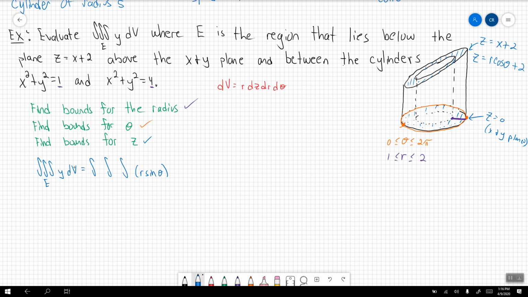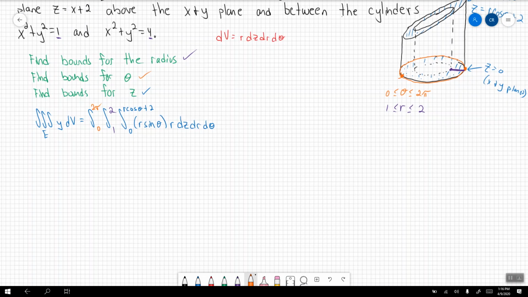So in here, instead of dv, we're going to have r dz dr d theta, and we're going to say, okay, our z values go between 0 and r cosine theta plus 2. The r values, the radii, the middlemost integral, go from 1 to 2, as we found. So they go from 1 to 2. And then lastly, the theta values sweep between 0 and 2 pi. Which means all we have to do is evaluate this integral.